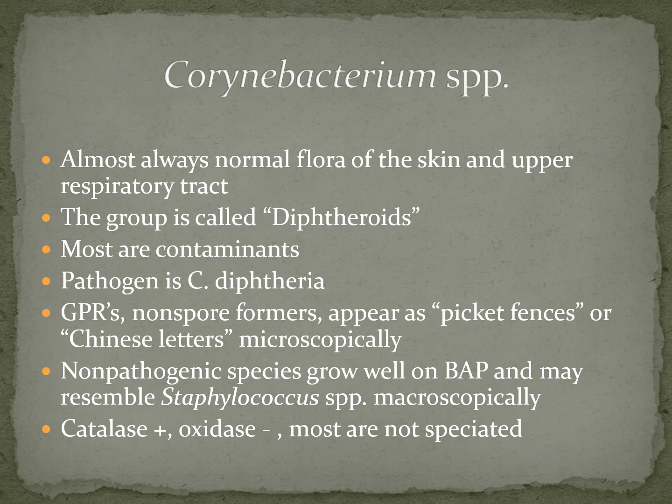They do not produce spores. They appear on the gram stain as picket fences or Chinese letters. And there's some nice color plates in your textbook that show you what Corynebacterium species looks like. Most non-pathogenic species grow on blood agar and may resemble Staphylococcus macroscopically. Corynebacterium are catalase positive and oxidase negative, but most of them are not speciated. Most of the time we see these on the gram stain and we call them diphtheroids.